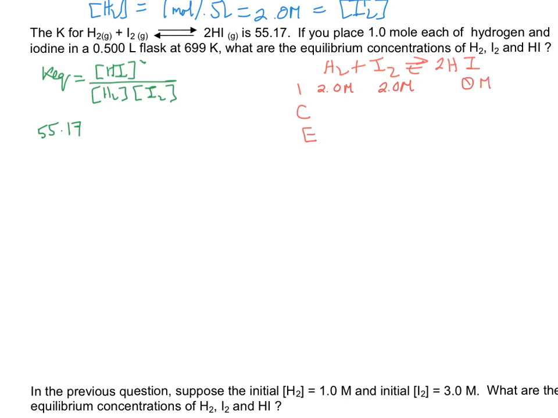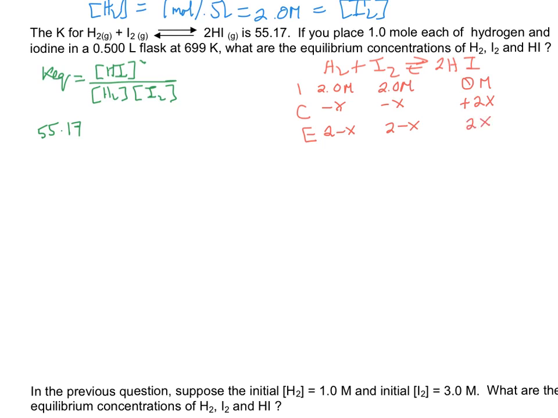Some of the H2 is going to get used up, and some of the I2 is going to get used up. So let's say that the amount that they get used up is X, and so we're going to remove an X amount from H2, and it's going to be the same amount from I2 because it's a 1-to-1 ratio. For the products, we're going to form 2X because it's a 1-to-2 ratio, so plus 2X. So then at equilibrium, this is 2 minus X, 2 minus X, and then this is 2X.